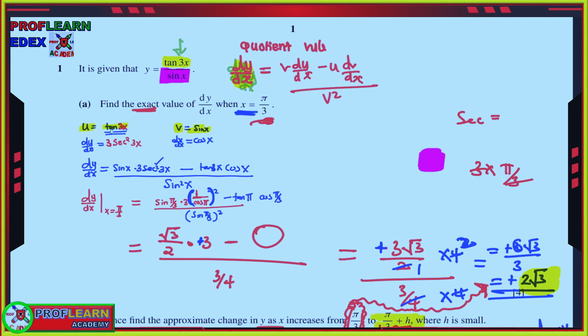Then once you have done that, you differentiate tan without considering what is inside the function. So that will be 3 sec squared 3x. Then for v, dv dx is going to be cos x.